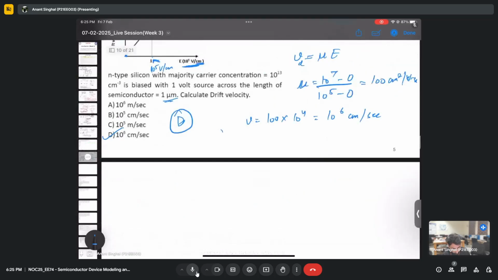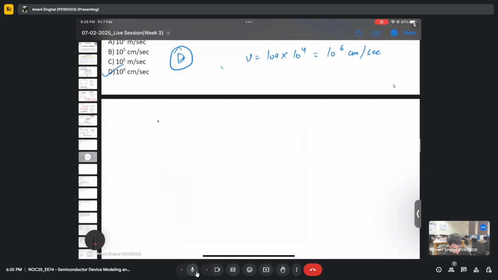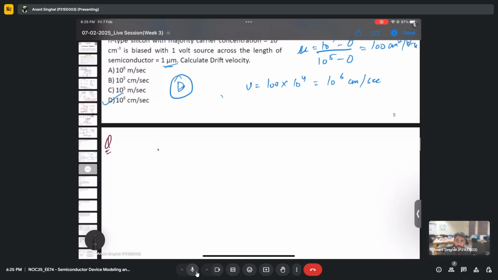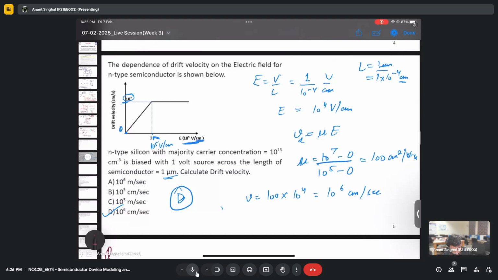Is there any confusion? Okay, let me maybe give you a very simple problem. When 10 power 7 minus 0, this is the mu value which you are calculating? Yes. So this is the slope of this line. Slope is nothing but, in general mathematics, y2 minus y1 by x2 minus x1, right?